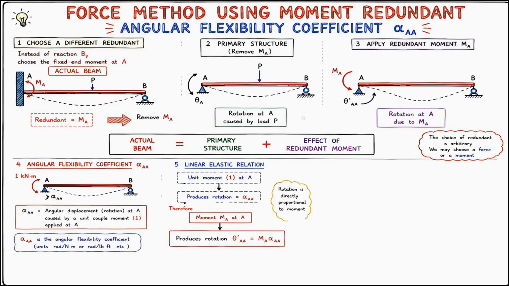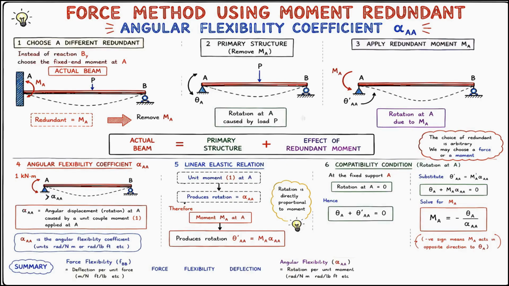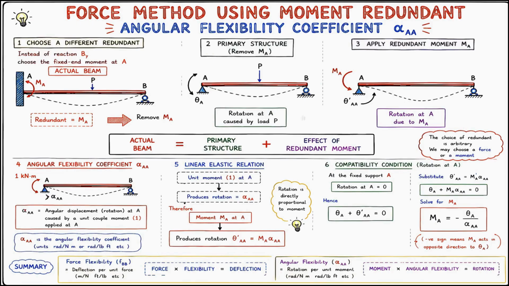Alpha AA equals rotation due to unit moment. This is called the angular flexibility coefficient. Just like force times flexibility equals displacement, similarly, moment times angular flexibility equals rotation. Theta AA dash equals MA times alpha AA. And since the actual support is fixed, total rotation at A must be 0.